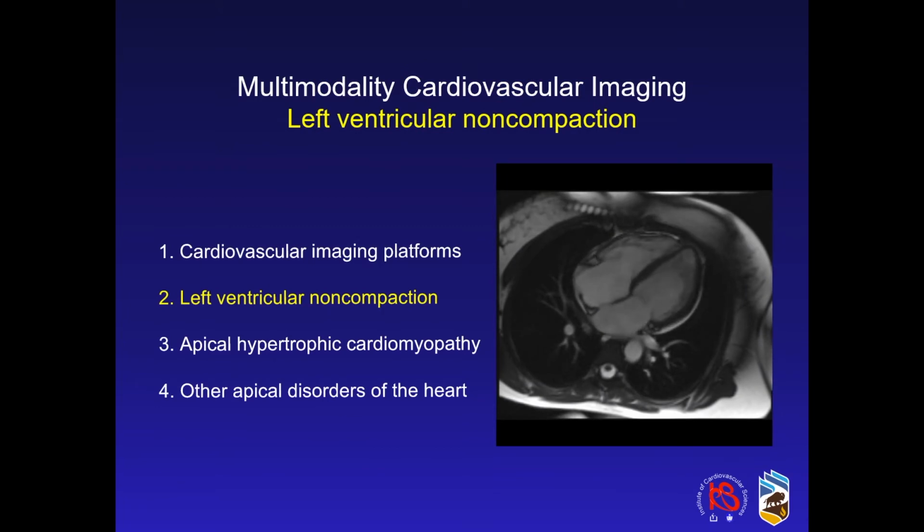Now that we have a brief understanding of the various cardiovascular imaging platforms available to the clinician, and in particular the strengths and weaknesses of echocardiography, MUGA scan, cardiac CT, and cardiac MRI, let's focus on the most common apical cardiomyopathy that one wants to evaluate, that being LV non-compaction.